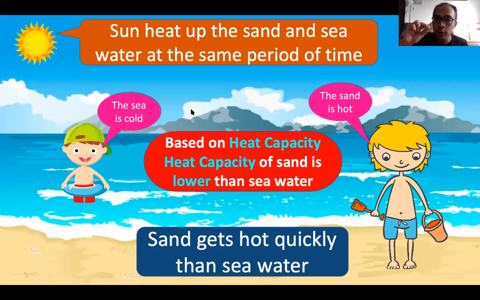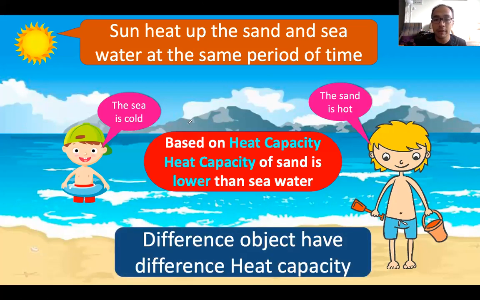How much heat you need in order to raise the temperature? Okay, that's what heat capacity refers to. So we find different objects have different heat capacity, which is why although the sea and the sand, mereka dua-dua dipanaskan oleh matahari yang sama, we find that the sand becomes hotter faster. The sand punya temperature rises faster compared to the sea.